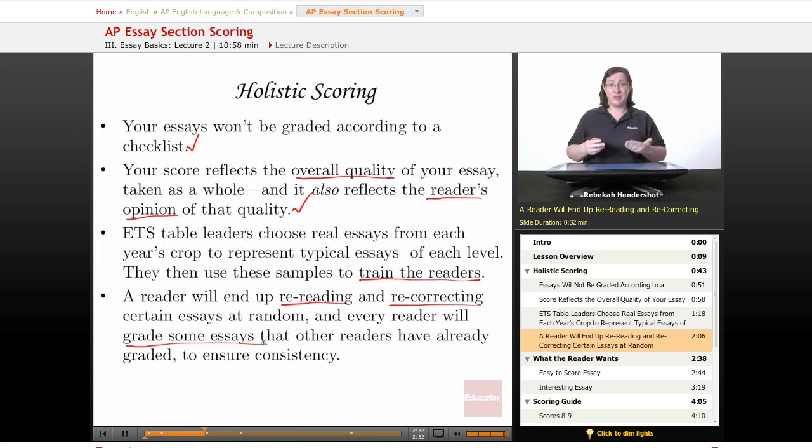So if somebody has a bad tuna sandwich for lunch and they decide to give you a 2 because their stomach's feeling iffy, don't worry, you'll get another chance.